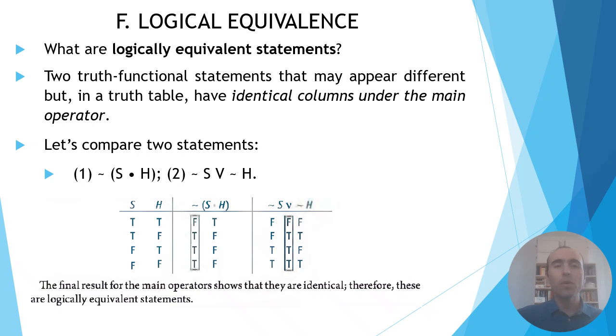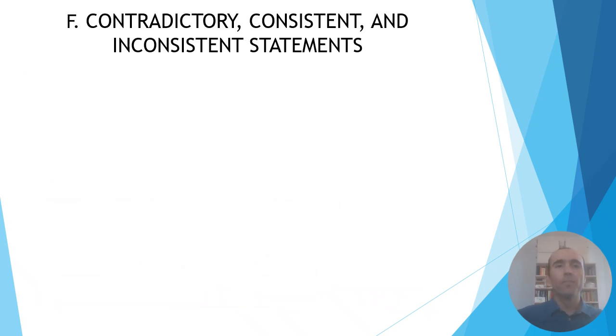In the first row, under the main operator, both the statements are false. And in the second, third, and fourth row, under the main operator, these two statements are true. That's why in every row they have the same truth value, and that makes them logically equivalent statements.